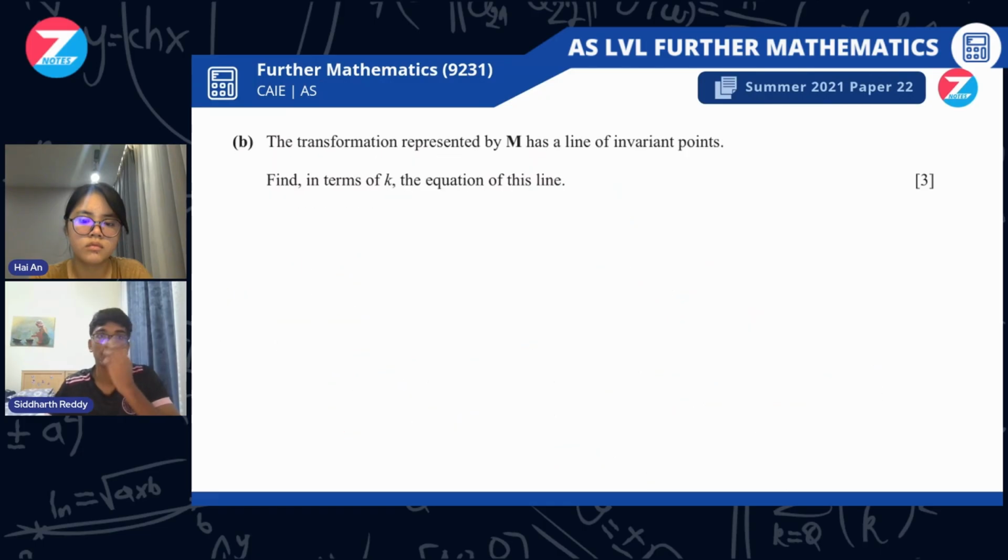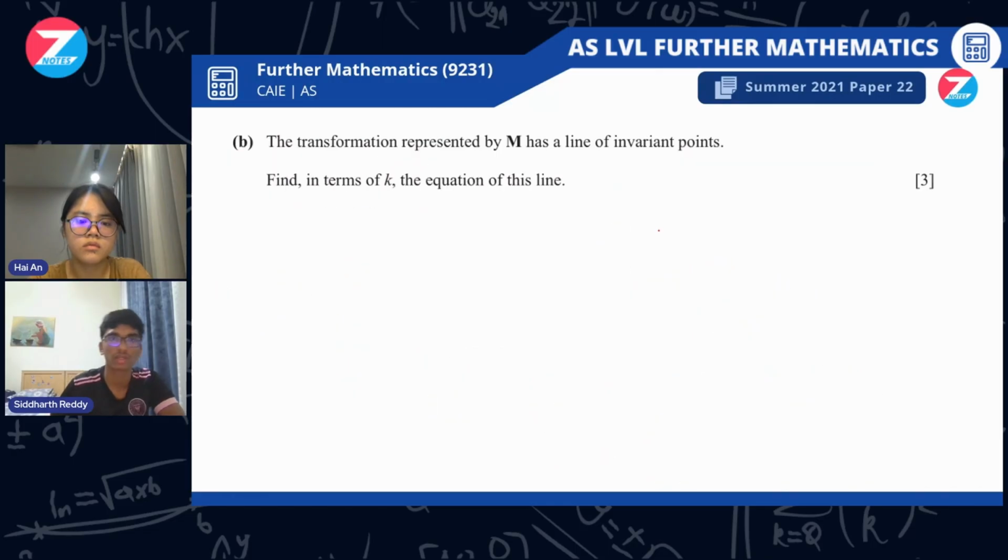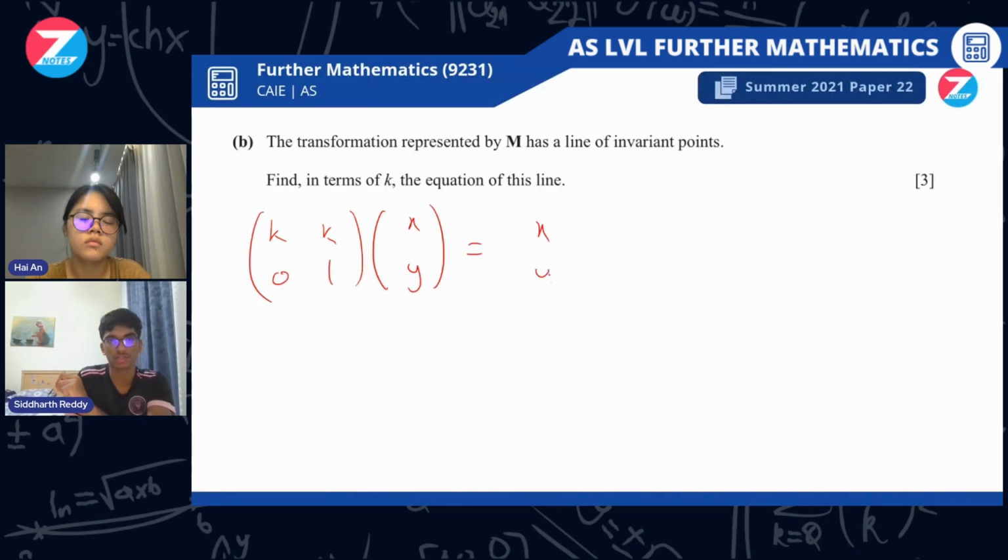That's the first part. The transformation represented by M has a line of invariant points. Find in terms of k the equation of this line. An invariant line just means that before the transformation and after the transformation, the line remains the same. There's no change to it. So we can represent this as [k k; 0 1] times (x, y) stays as (x, y). The vector (x, y) is mapped onto (x, y) again.